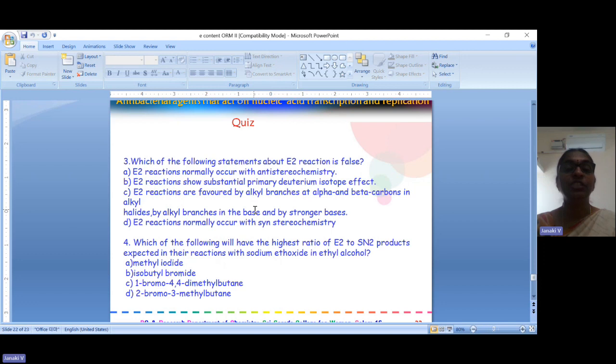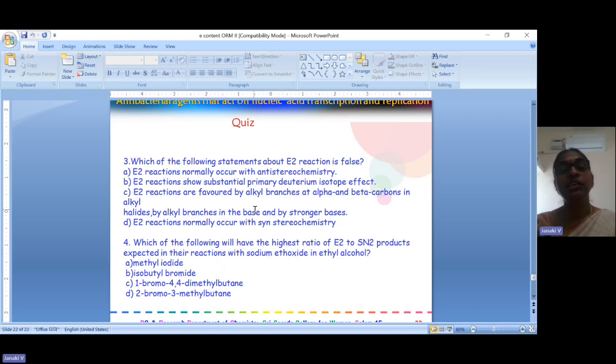Now let us see one more question. Which of the following statements about E2 reaction is false? E2 reactions normally occur with anti-stereochemistry. E2 reactions show substantial primary deuterium isotope effects, and E2 reactions are favored by alkyl branches at alpha and beta carbons. And E2 reactions normally occur with syn stereochemistry. We know that E2 reactions usually occur with anti-stereochemistry, and a primary deuterium isotope effect will also be observed, and they are favored by alkyl branches also. So here option D is a false statement. It does not occur with syn stereochemistry.